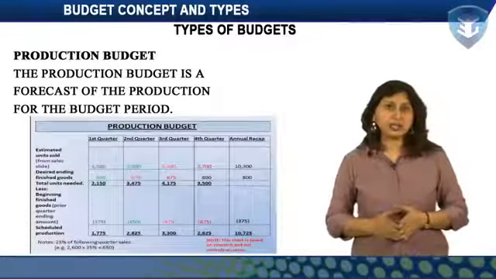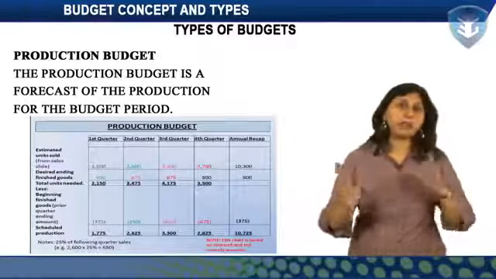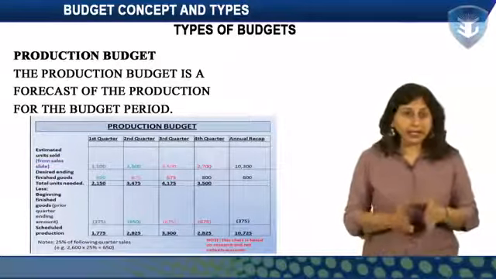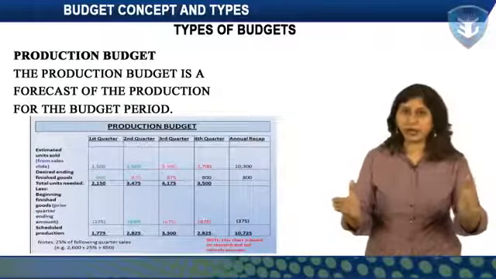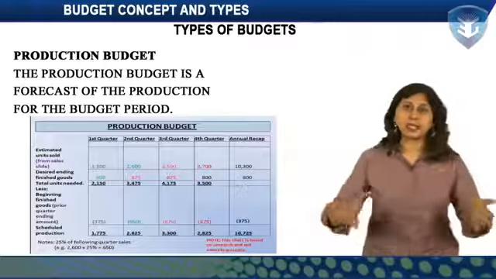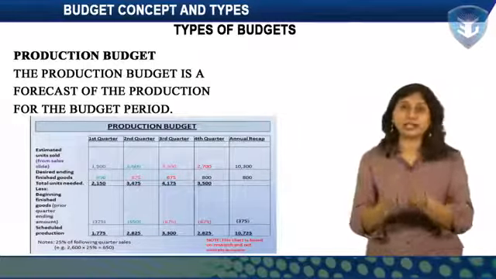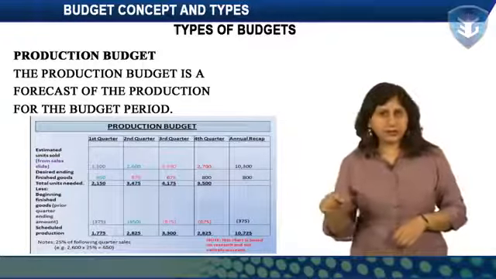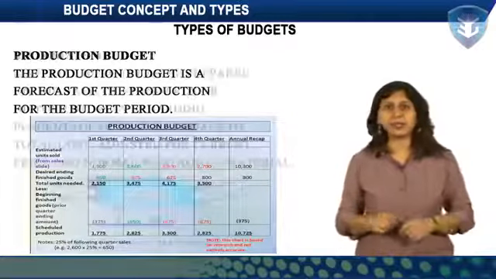Production budget. The production budget is a forecast of the production for the budget period. It provides an estimate of the total volume of production, product-wise, with the scheduling of operations by days, weeks and months, and also a forecast of the closing finished product inventory. The factory manager is the person generally made responsible for its preparation, administration and execution.